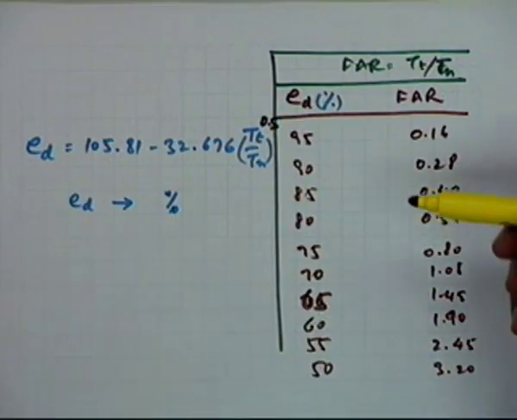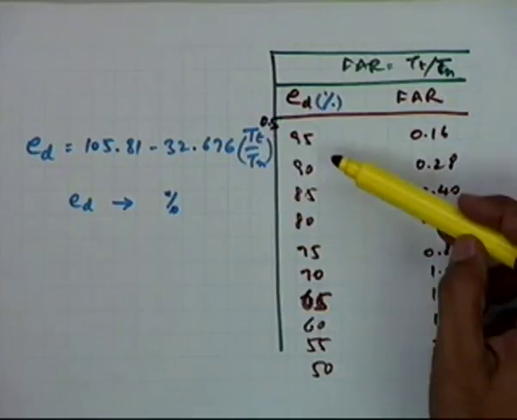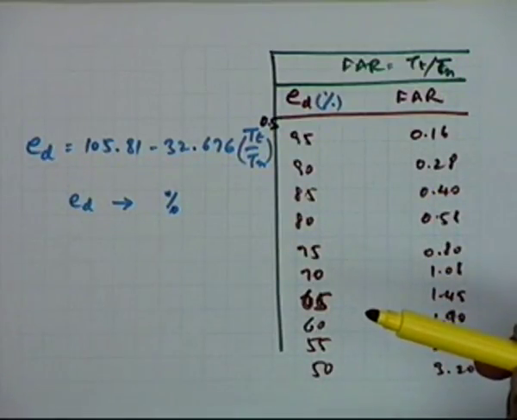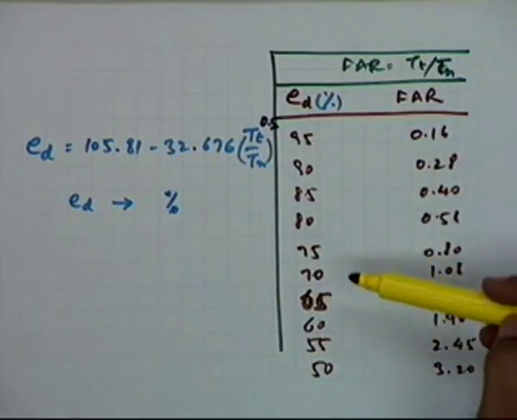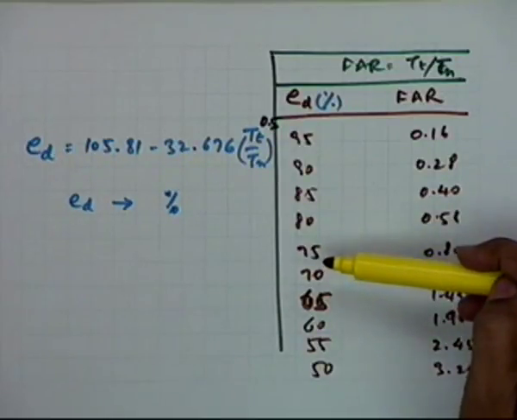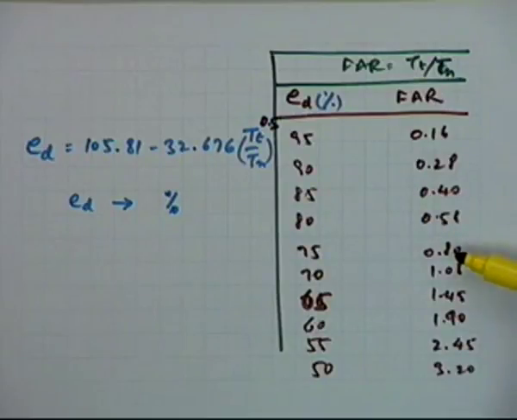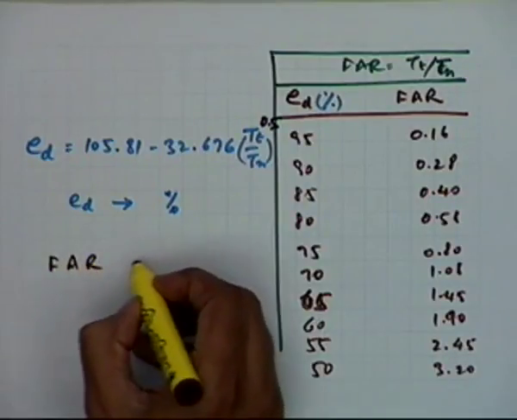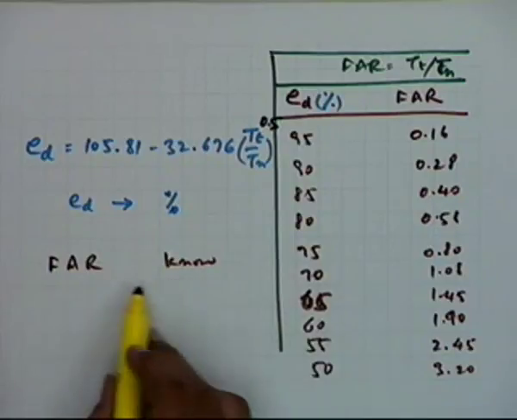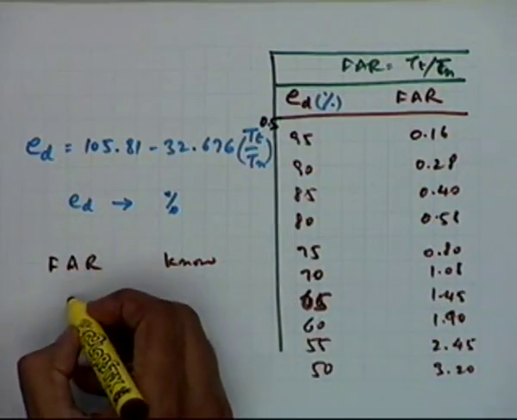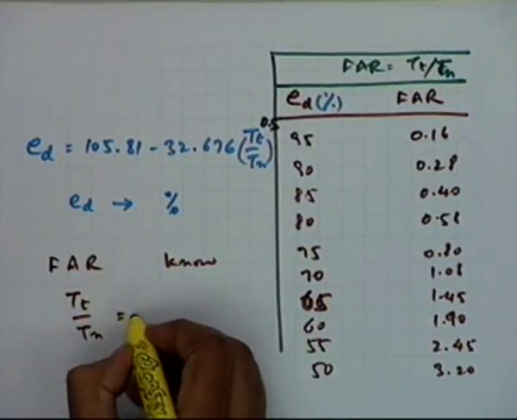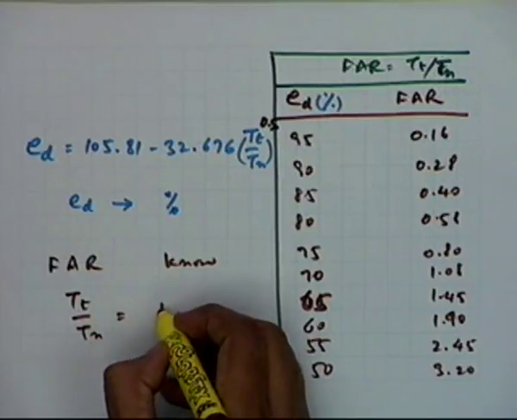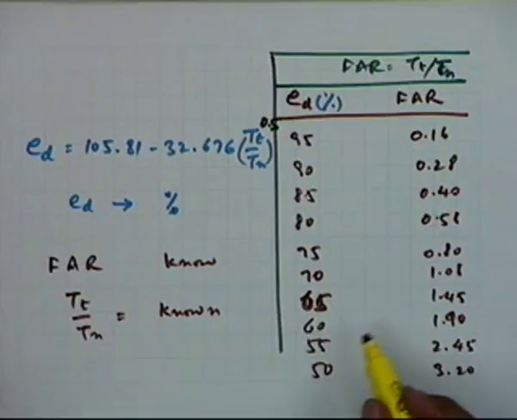Now, there can be different situations. In one case, you might select an ED, that you don't want to have a distribution pattern efficiency below a particular level. So in that case, you fix your ED and you can find out what will be the FAR possible for that ED. So if that is the situation, then you know your FAR, or in other words, you know this ratio. This you can find out from the table depending on the acceptable distribution pattern efficiency.